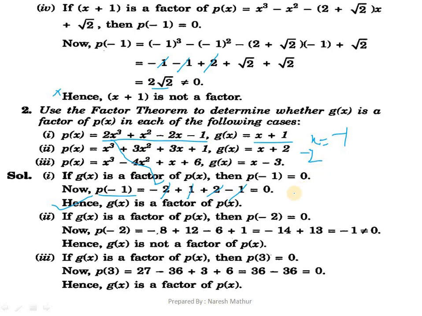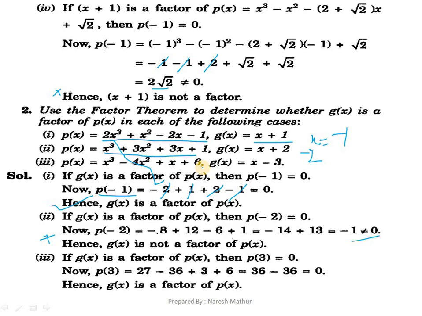to minus 2. Just find the value of p of minus 2. After putting the value of minus 2 in this equation, we'll get minus 8 plus 12 minus 6 plus 1. So that minus 8 minus 6 is minus 14, 12 plus 1 is 13, so we are getting minus 1, which is not equal to 0. Therefore, it is not a factor of the given p of x.